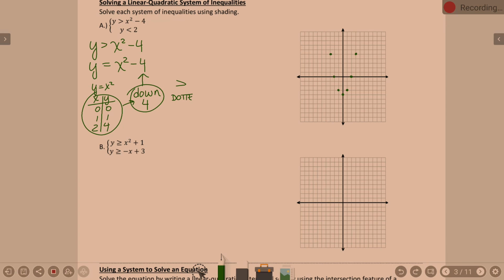And where am I going to shade? Your options are above or below. Because this is what type of symbol? Is that a less than or greater than sign? It's a greater than sign, so greater than says we're going to shade above. Where is above? Above the graph is going to actually end up being inside the parabola.